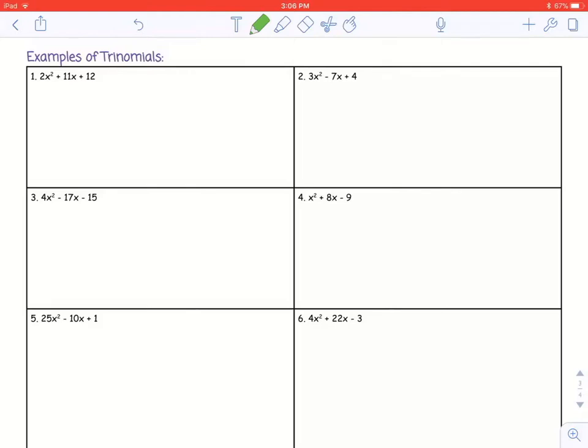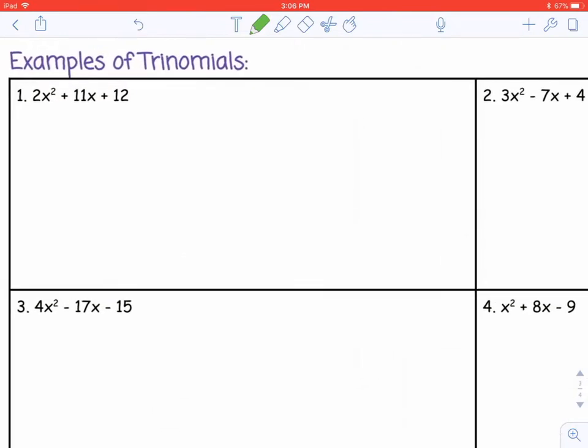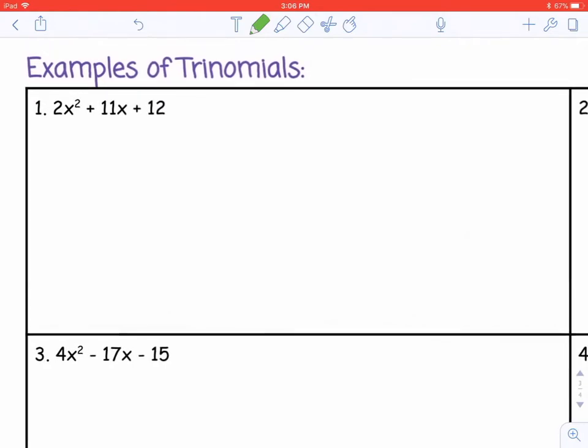So I'm going to do the first two in this video, and then I'll do the others in separate videos, so it's not too long. So number one, let's start with this one. We have 2x squared plus 11x plus 12.